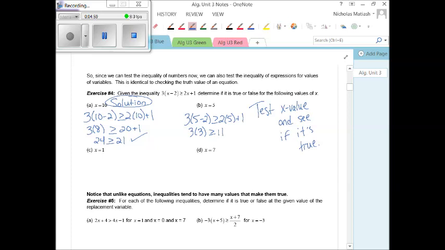So that means that number 10, the 10 that you plugged in, is a solution. So remember, solution versus non-solution. If it's true, yes, it's a solution. If it's false, then it is not a solution. So in part B, same concept, except we're plugging in 5 here.